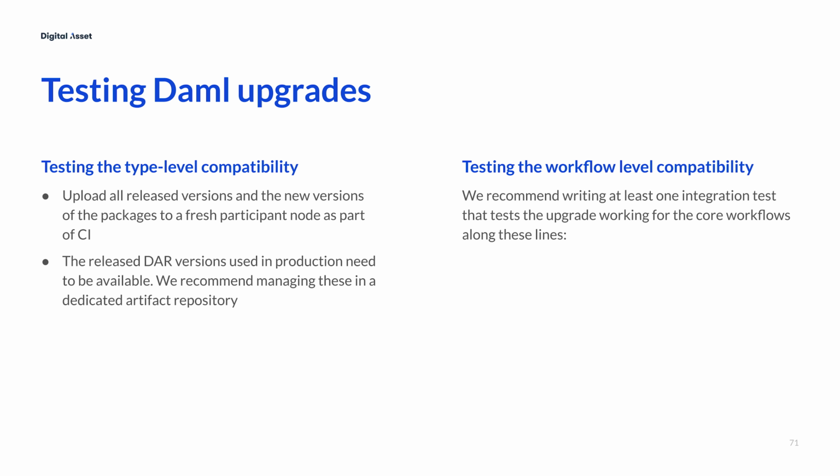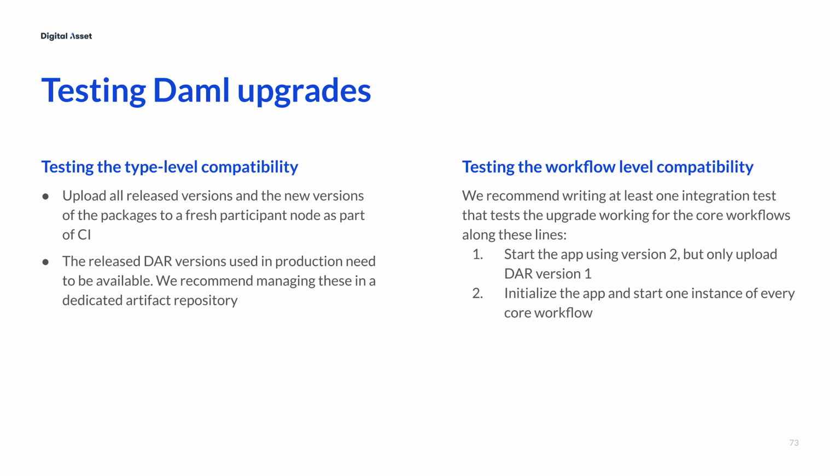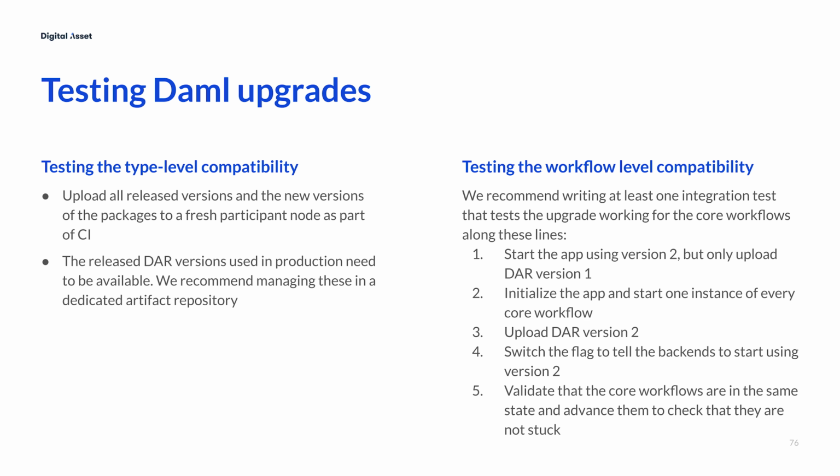We recommend writing at least one integration test that tests the upgrade working for the core workflows along these lines. Start the app using version 2, but only upload DAR version 1. Initialize the app and start one instance of every core workflow. Upload DAR version 2. Switch the flag to tell the backends to start using version 2. Validate that the core workflows are in the same state and advance them to check that they are not stuck.